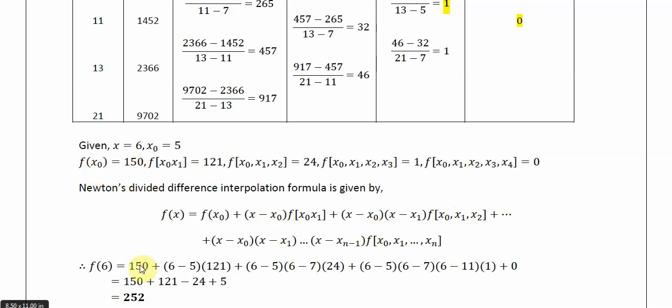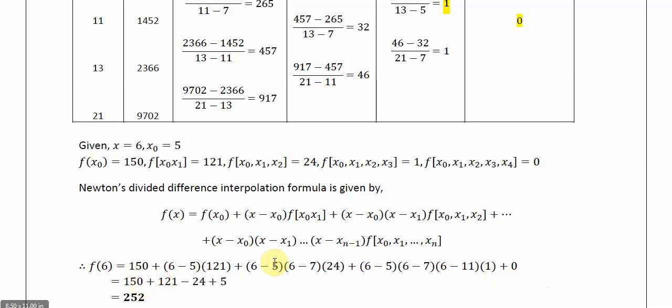F of x naught is 150 plus x minus x naught, x is 6, x naught is 5, therefore 6 minus 5 into the first order divided difference 121, plus x minus x naught already ನಾನು ಇಲ್ಲಿ ಬರ್ಕೋಬಹುದು into x minus x1, x is 6, x1 is 7, into the second order difference, that is 24, plus x minus x naught, x minus x1, x minus x2, x2 is 11, therefore into next third order difference ನಮಗೆ ಬರ್ಕೋಬೇಕು, that is 1, plus the fourth order difference is 0, therefore anything I multiply to it is going to make it 0, therefore it is not necessary.